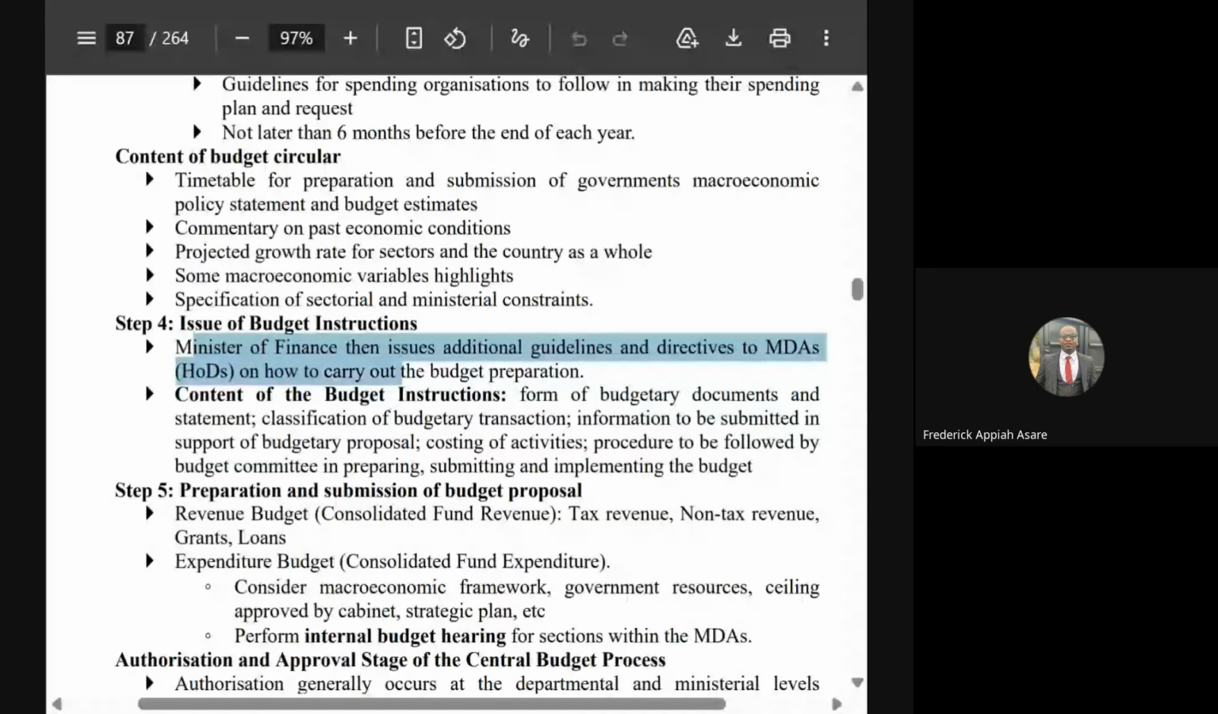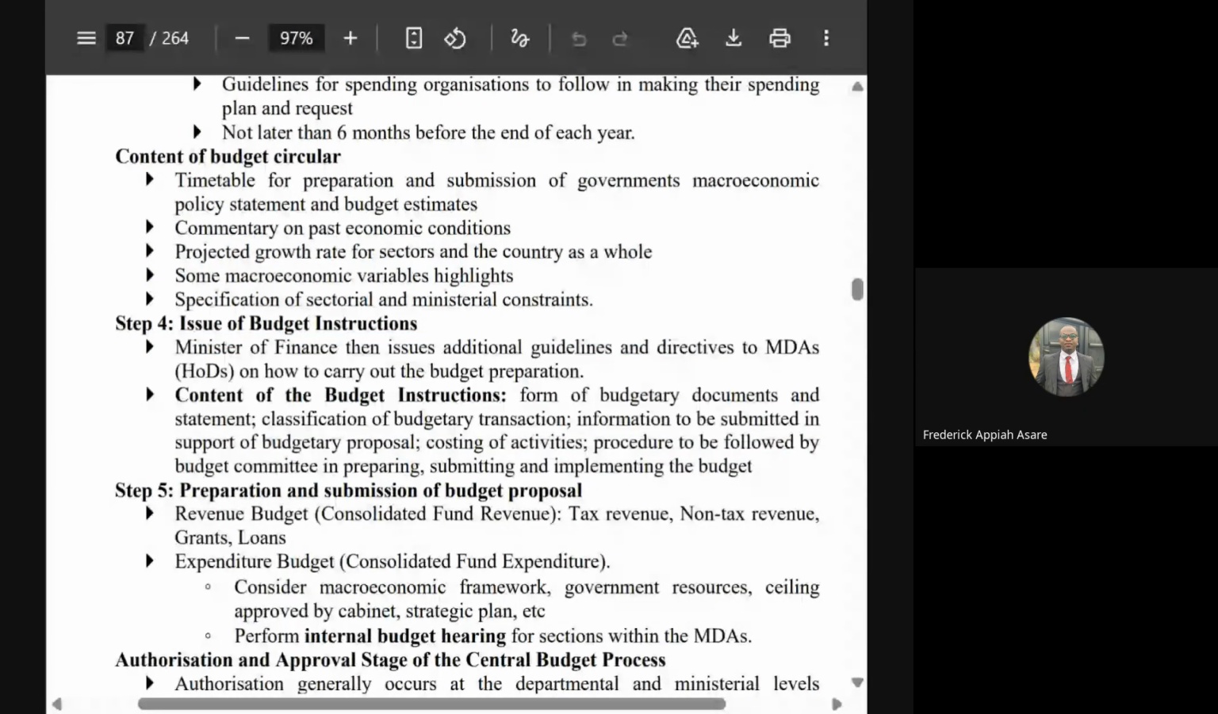Then step 4, they issue the budget instructions. The Minister of Finance then issues additional guidelines and directives to the MMDAs, that is their HODs, on how to carry out the budget preparation. Then when you take the content of the budget instruction, it forms the budgetary documents and statements, classification of budgetary transactions, information to be submitted in support of the budgetary proposal, costing of activities, procedures to follow by budget committee. So the Ministry of Finance will issue these budget instructions.